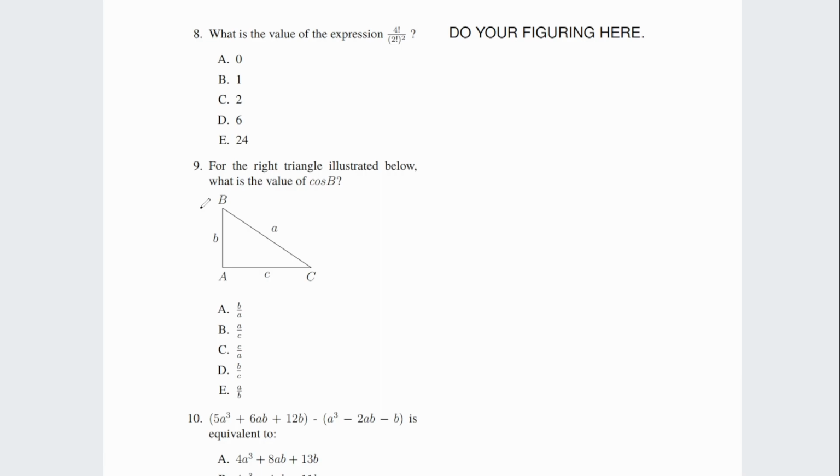Question 8 asks, what's the value of the expression 4 factorial over 2 factorial squared? So let's remember how we do factorials. Factorials, we multiply a number by every whole number between it and 0. You don't multiply by 0 at the end, though. That's important. So this really is 4 times 3 times 2 times 1, all divided by 2 times 1 squared.